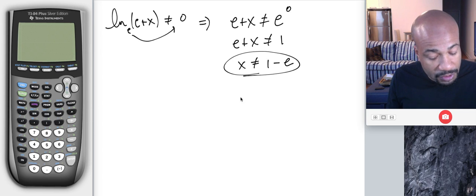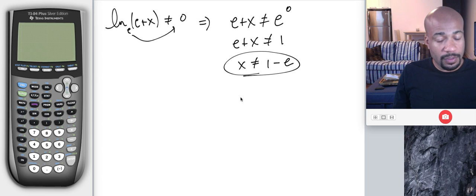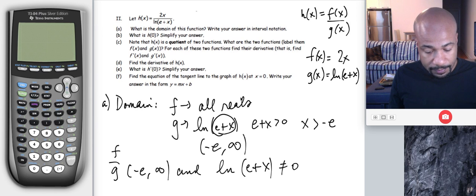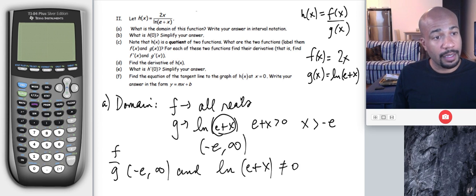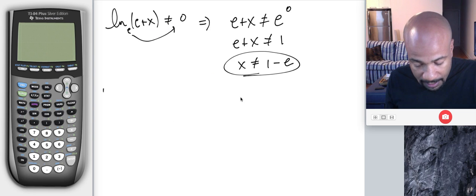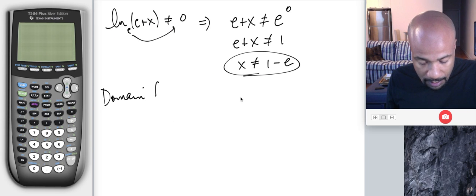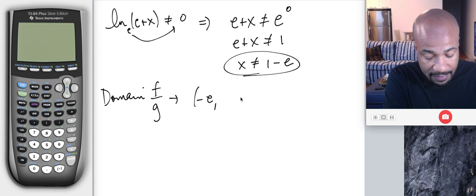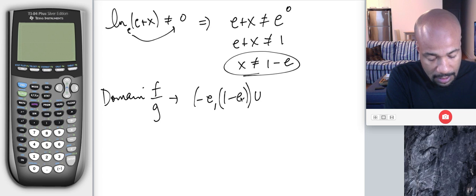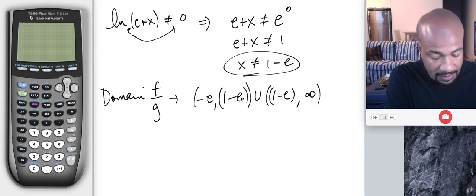So I have another restriction. So that means when I look at the value of negative e, 1 minus e is in this interval. So I've got to break it up. So the domain of f divided by g is from negative e to 1 minus e, union, because I can't include that value, which is why I have open parentheses, 1 minus e to positive infinity.